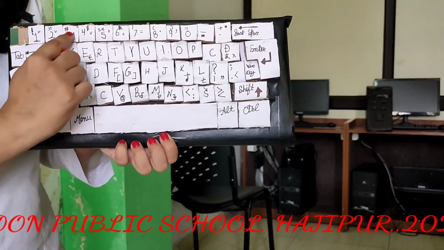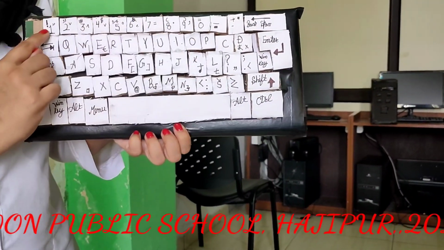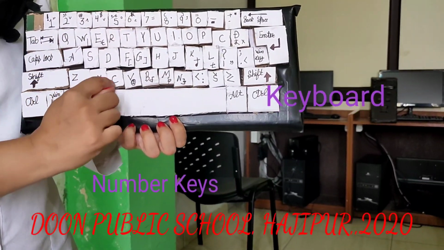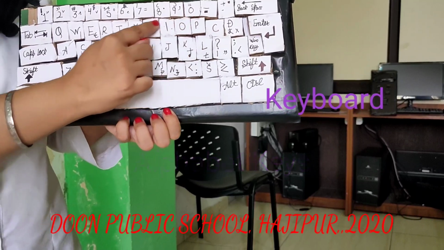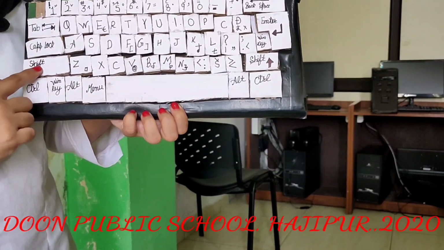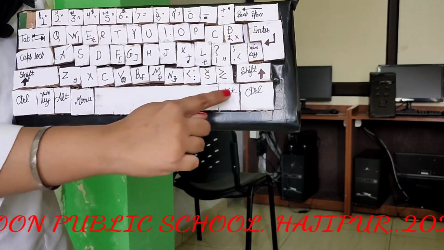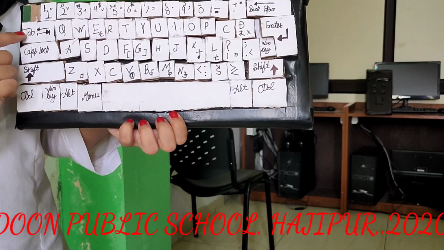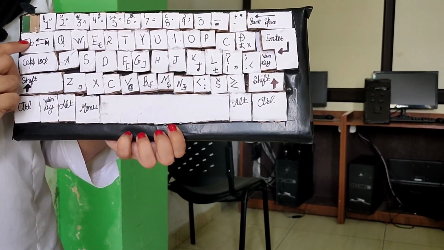So beta, these are the number keys from 1 to 0. These are alphabet keys: tab, caps lock, shift, space bar, control, alt. These all are special keys.